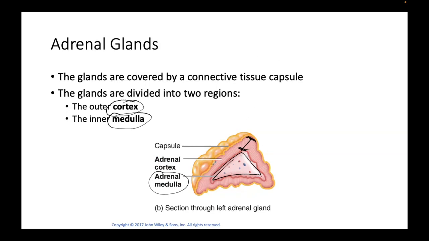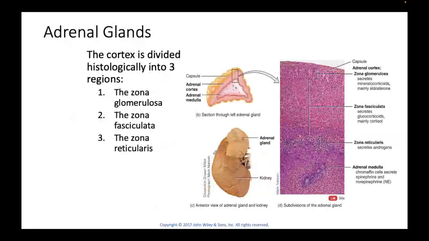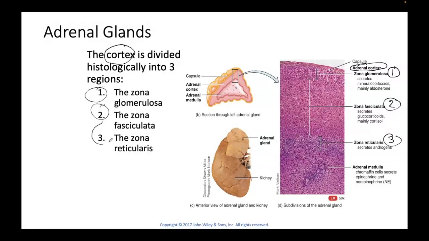Now, it's important to know, what does the adrenal cortex produce and release, and what does the adrenal medulla produce and release. So let's look at the adrenal gland. We'll look at the cortex first. And histologically, the adrenal cortex is divided into the zona glomerulosa, the zona fasciculata, and the zona reticularis. So these are the three regions that we can see histologically.